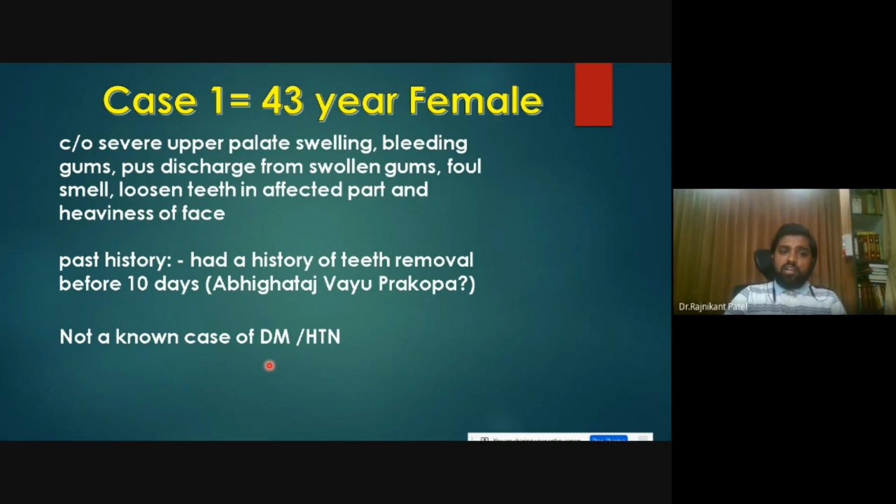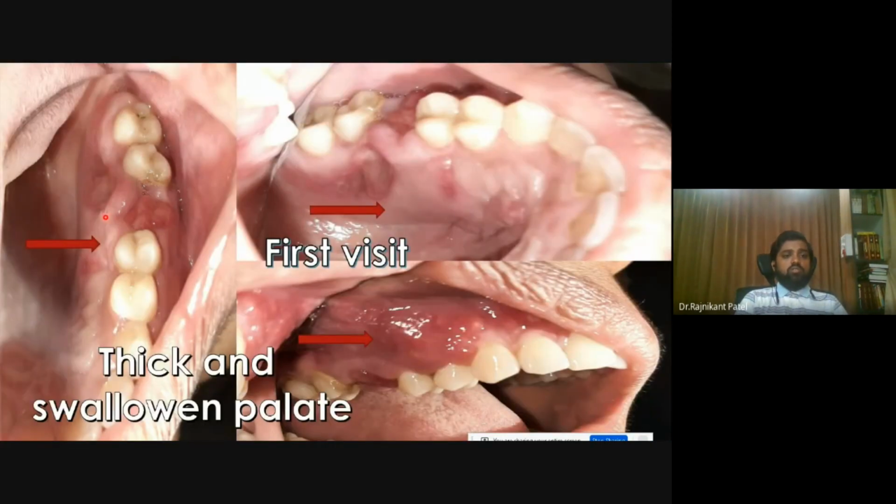Interesting to note that 10 days before coming to our clinic, she had a history of teeth removal. So this issue we can take as Abhighataja Vayu Prakopa. So there is a Vayu Prakopa due to an external cause. What external cause? They operated on that area, and Vayu is increased and it also aggravated the Pitta dosha, and so all the pathogenesis started. Also, the patient was not a known case of diabetes or hypertension. Okay, so this area is where the teeth were removed 10 days before, and then suddenly the next morning she started developing these thick and swollen gums.